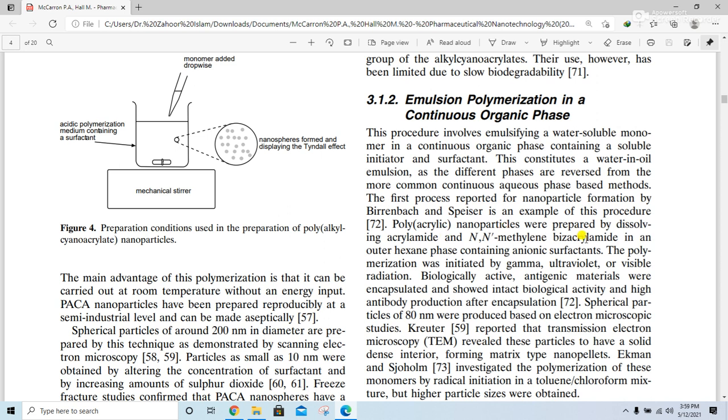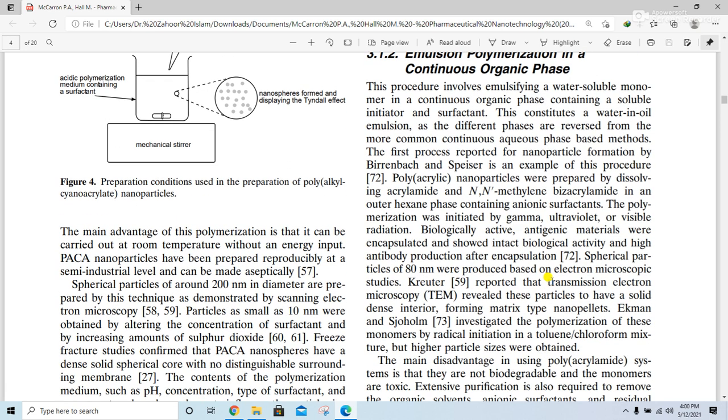Polyacrylamide nanoparticles were prepared by dissolving the acrylamide and N,N'-methylenebisacrylamide in an aqueous phase dispersed in a hexane phase containing anionic surfactants. The polymerization was initiated by gamma, ultraviolet or visible radiation. So biologically active and antigenic material were encapsulated and showed intact biological activity and high antibody production after encapsulation. Spherical particles of 18 nanometers were produced based on electron microscope studies.